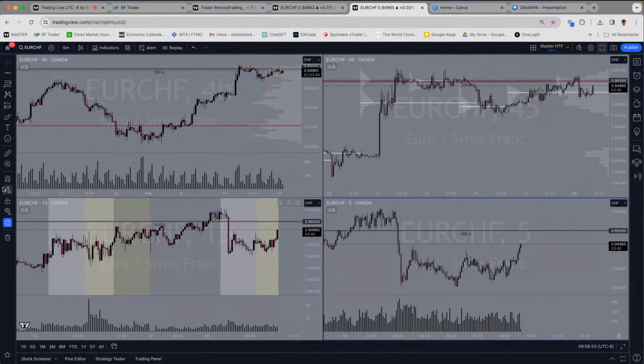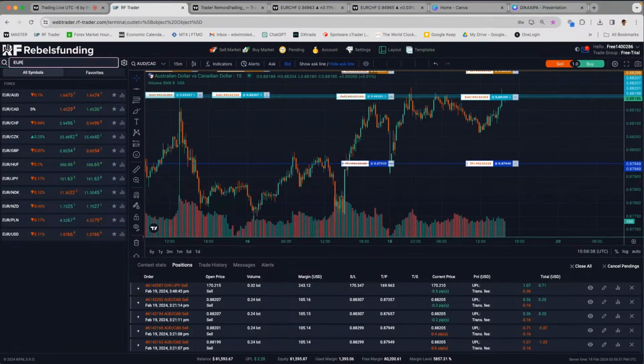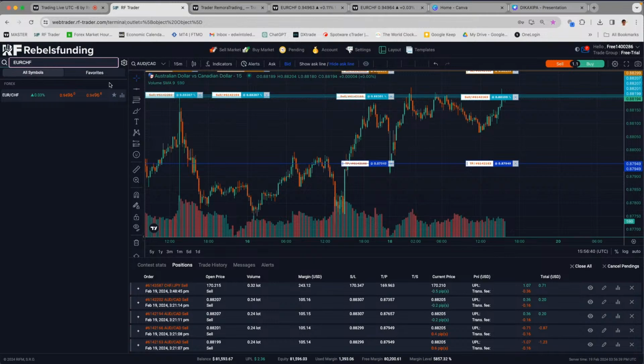How much is the loss? I am trying to see if we can sell Euro CHF, and yes, sir, Euro CHF it is, for 0.16. Euro CHF.